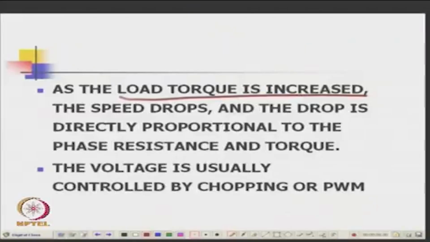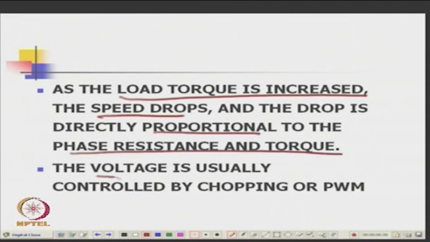As the load torque is increased, the speed drops and the drop is directly proportional to the phase resistance and the torque. So, voltage is usually controlled by chopping or PWM. So, by chopping of the source or a pulse width modulation, you can have a voltage control, right.